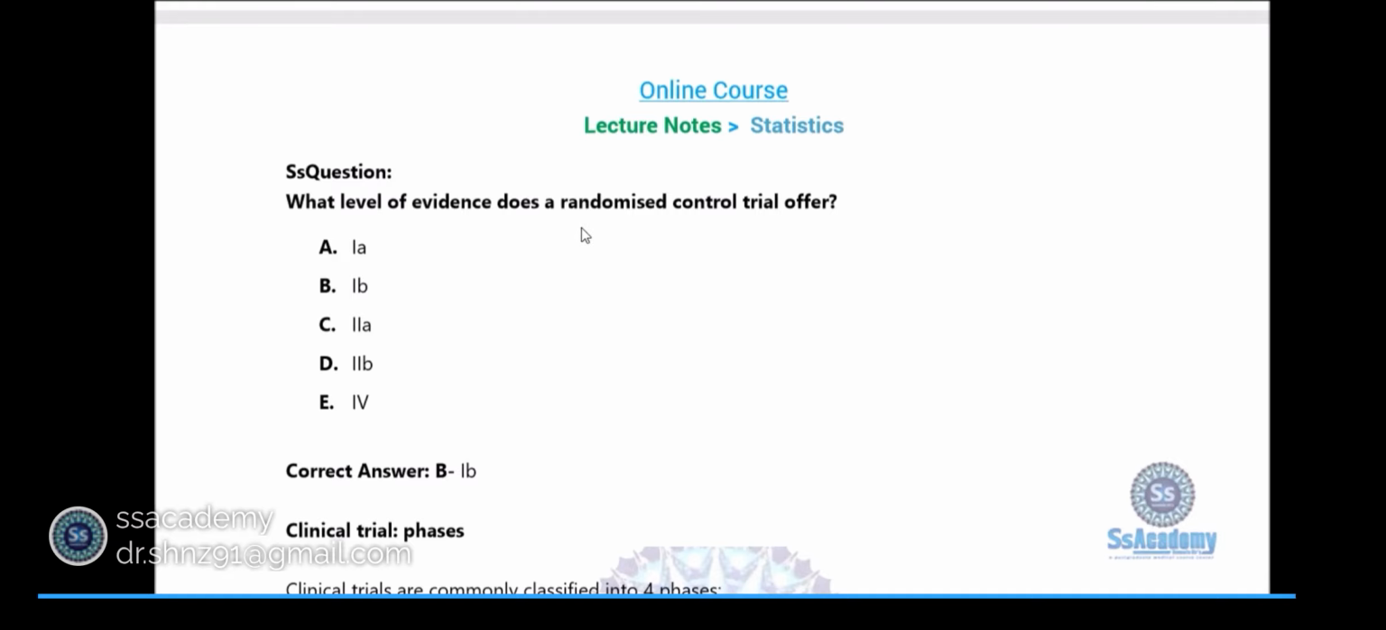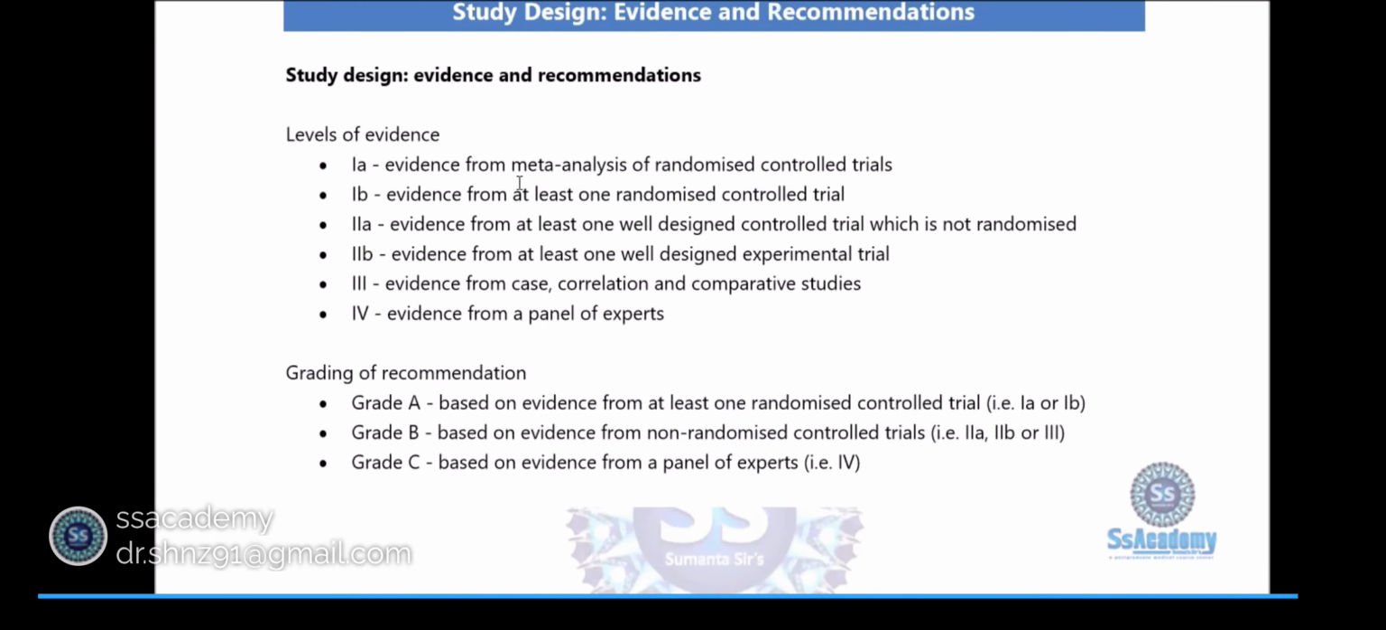What level of evidence does a randomized control trial offer? It's 1B, so this is written as 1B: randomized control trial. This is the box. 1A is evidence from a meta-analysis of randomized control trials. 1B is evidence from at least one randomized control trial. And once again, we have 2A, 2B, 3 and 4.